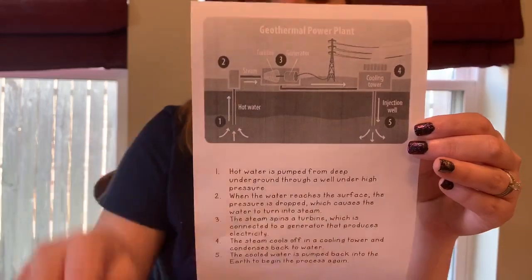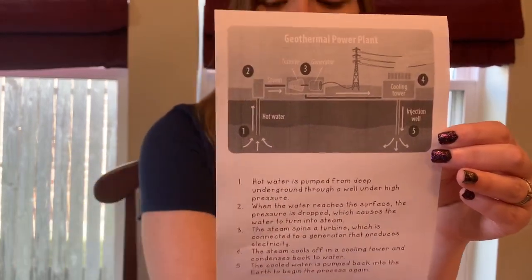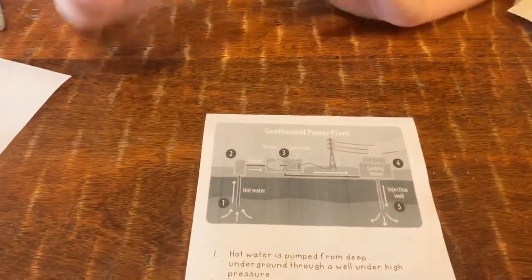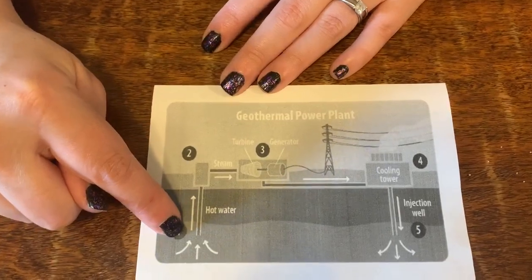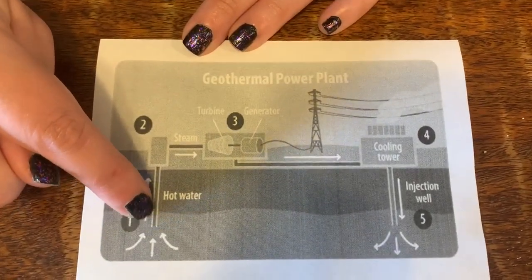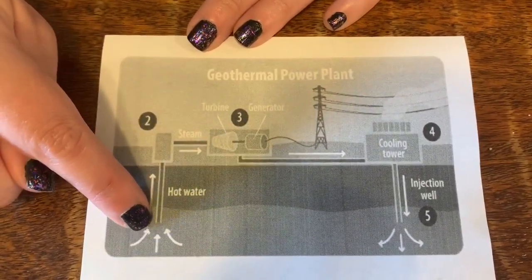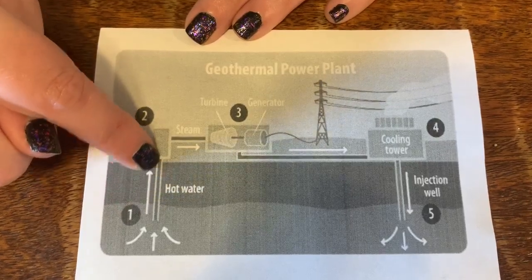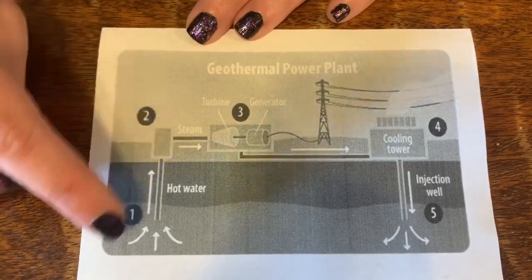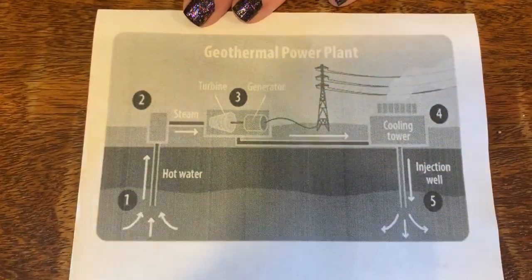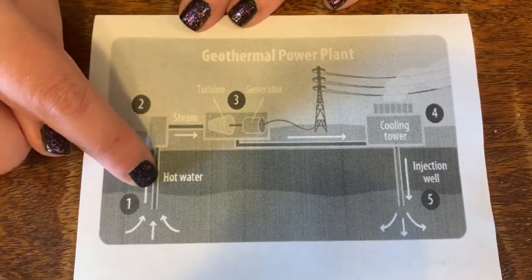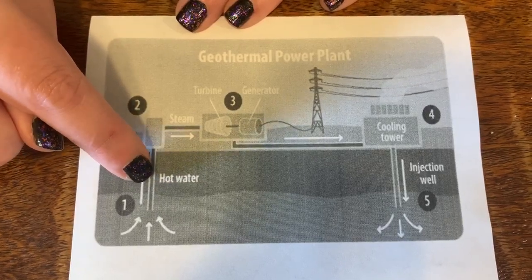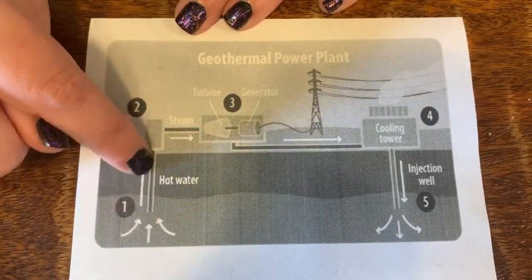Okay, let's talk through this diagram. I'm going to set it down here on the table. Here we go. I'm going to read through the steps. The first thing that happens is they pump hot water. This is a pump. They pump the hot water from the earth. This would be an area where there's naturally hot water, like in a hot springs kind of place. They pump this hot water up, and as it's coming, it's with a high pressure.